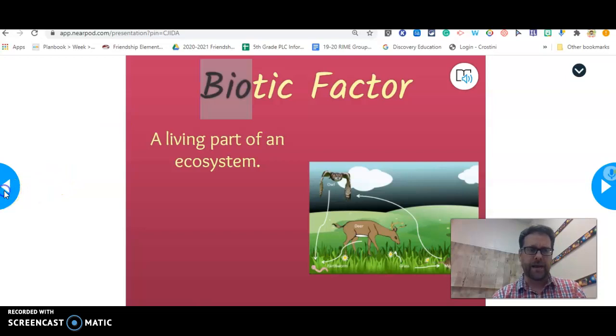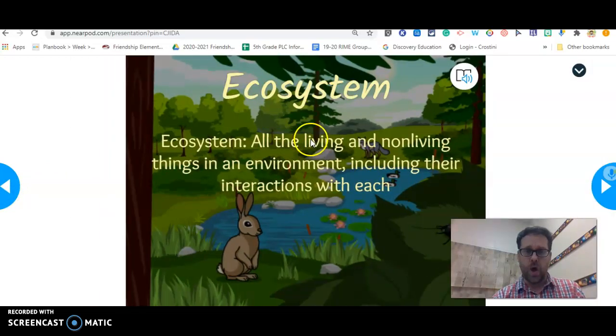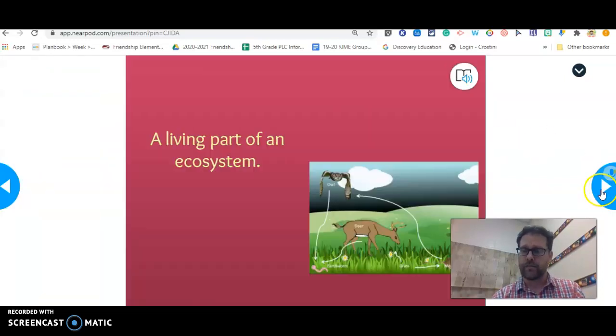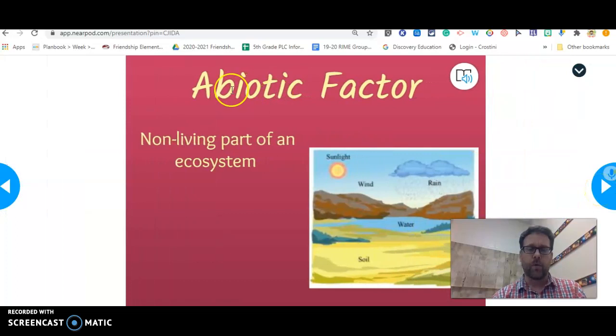Now, if we look back, it says all the living. So all the biotic factors are part of an ecosystem, but it also says all the non-living. And you probably guessed it, science has a very special word for that as well. So let's go check it out. That word is abiotic, meaning not living, so not living factors. Non-living things in an ecosystem are abiotic factors.